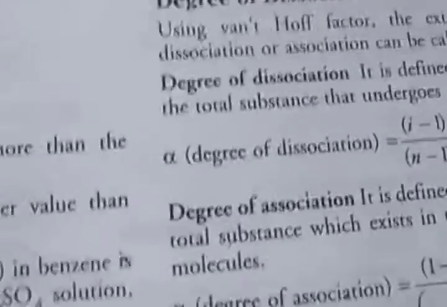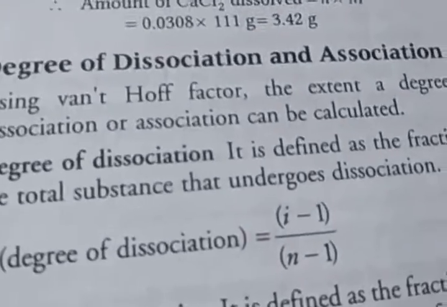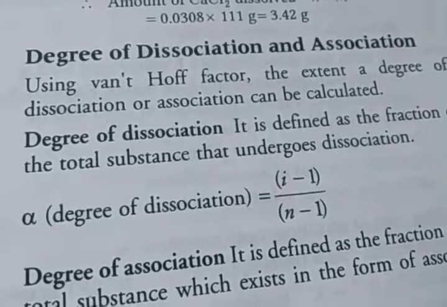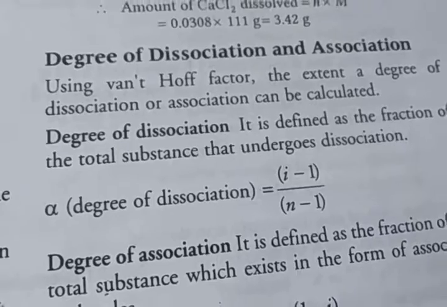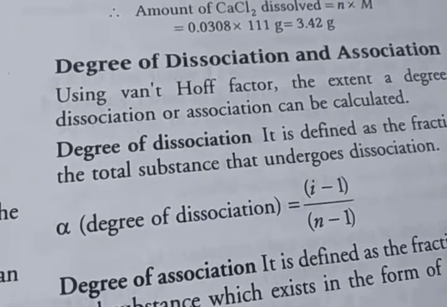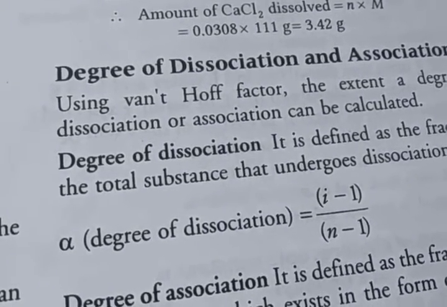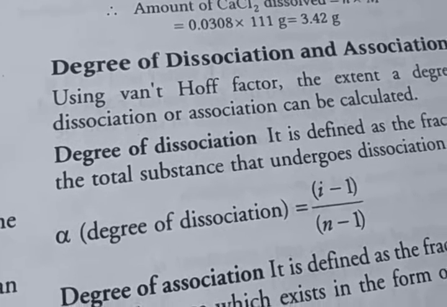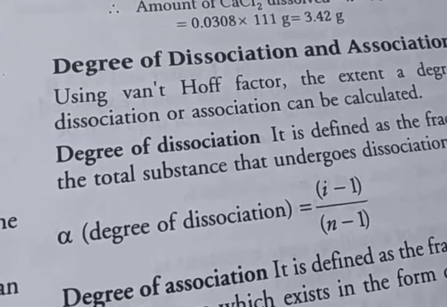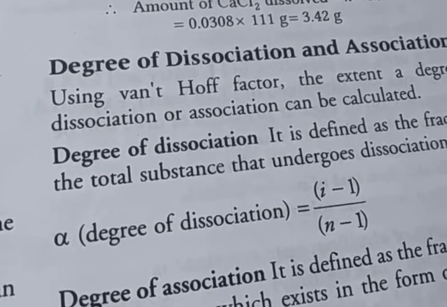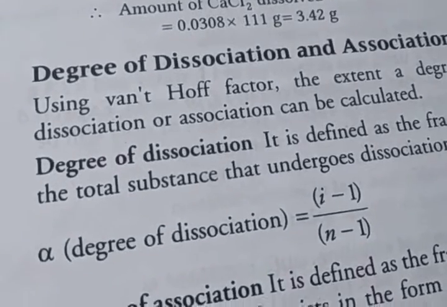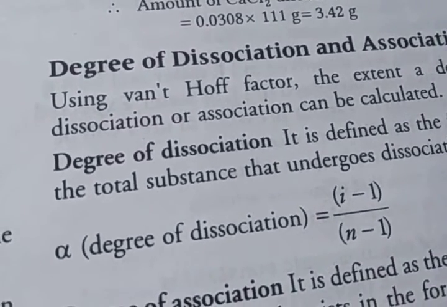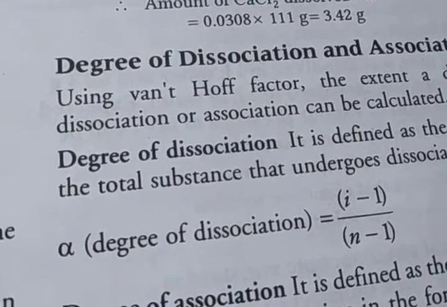Next topic is degree of dissociation and association. But before explaining the degree of dissociation and association, again I say, what is association? Whenever molecules associate, that is, join together, its value is lower, less than 1. And dissociation means an increase in the number of particles in the solution, so for the colligative property, the value of i is greater than 1.